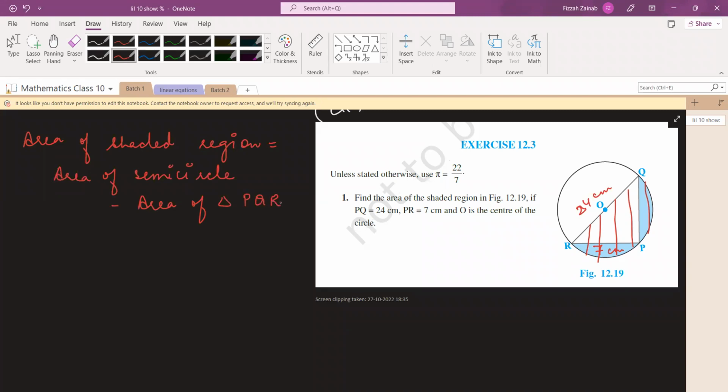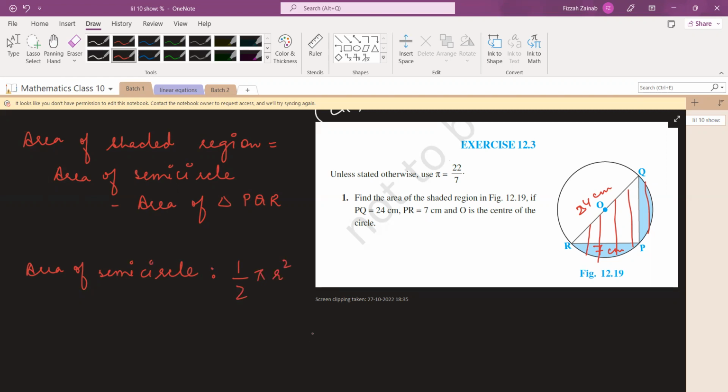So first of all, area of semicircle. This is just half of the area of circle, correct? So one by one we will find out. Let us find out area of semicircle. So one by one we are finding. So it will be half of area of circle, correct?